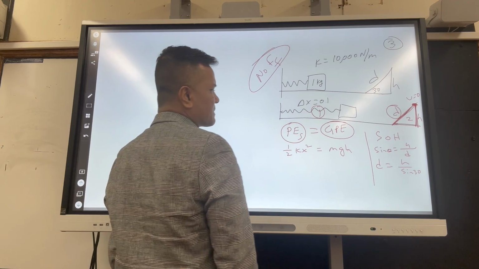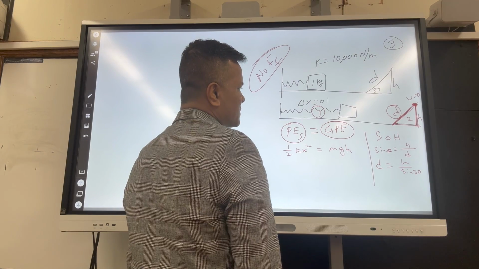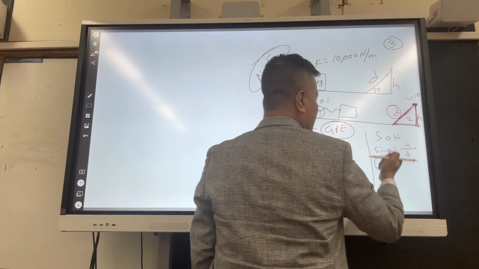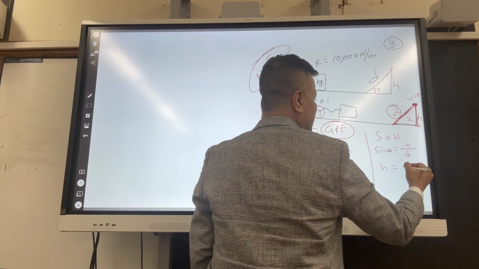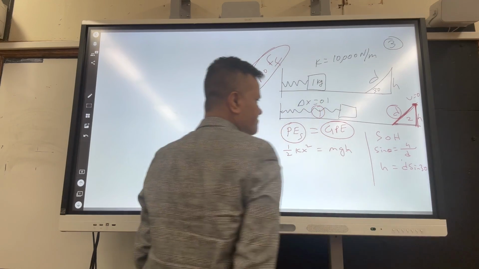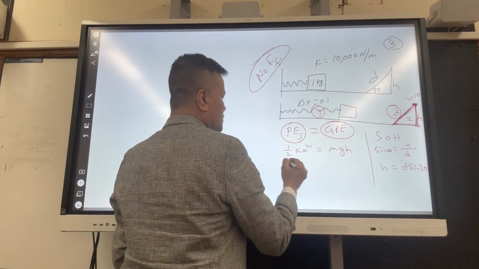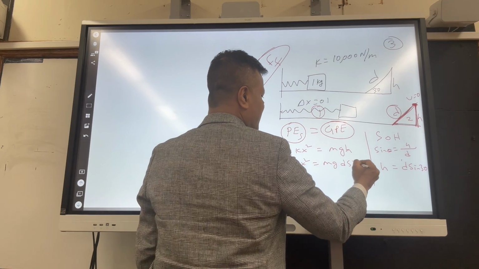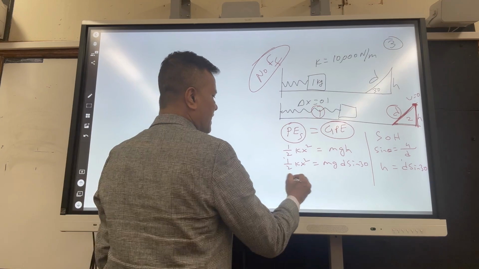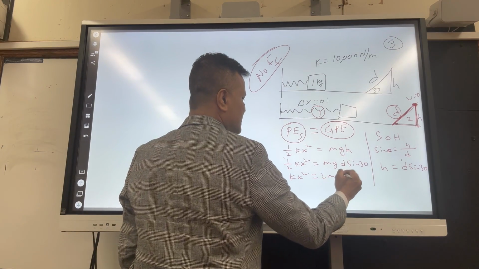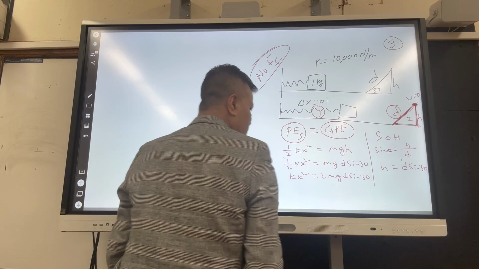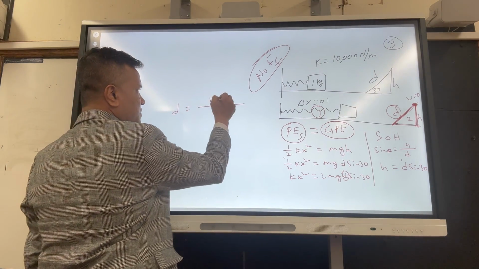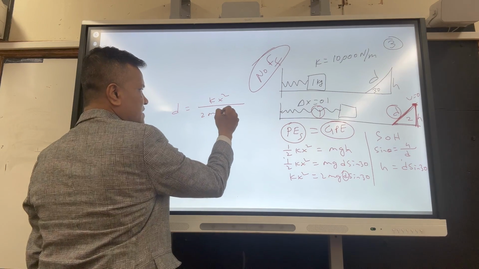Okay, mgh. Now you want to replace h. So h is what? h is d sine 30. So half kx squared is equal to mg d sine 30. Okay, excellent. So kx squared is 2mg d sine 30. What we are trying to find is d, so isolate d. d is equal to what? kx squared over 2mg sine 30.